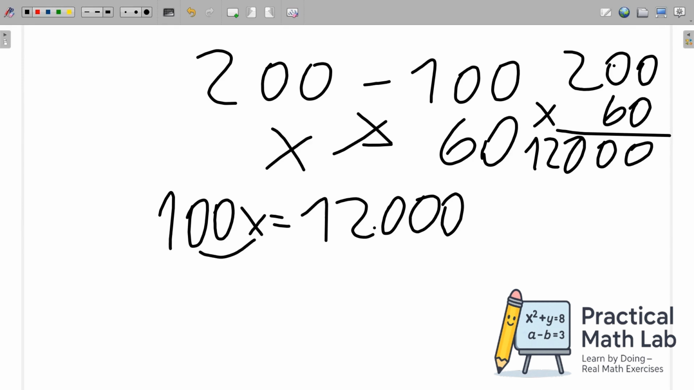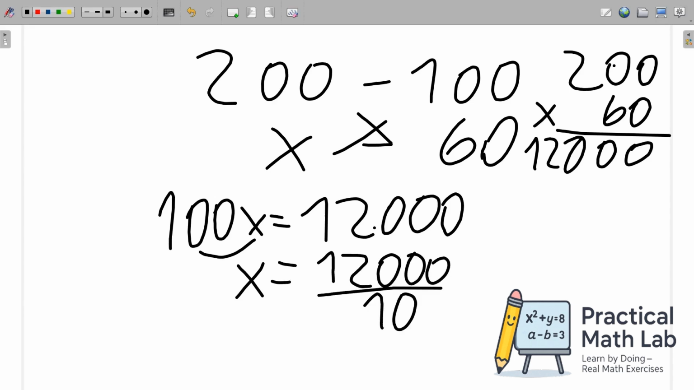Now let's move the 100 to the other side. When you move it to the other side, you change the sign. If it's multiplication, it turns into division. So it'll be x equals 12,000 divided by 100. When you divide by 100, you don't need to actually multiply. You can just cancel out the zeros, right? Or just move the decimal point 2 places to the left. In this case, since there are zeros, we can just cancel them out. So what's the answer here?